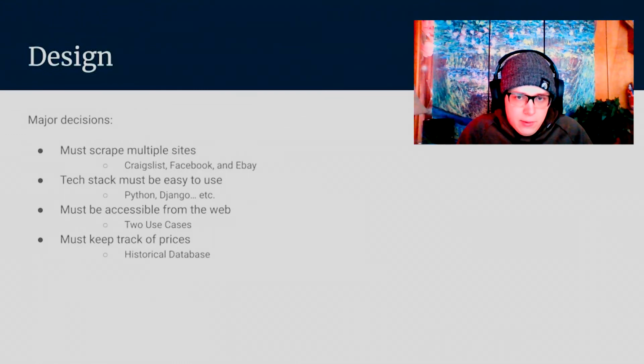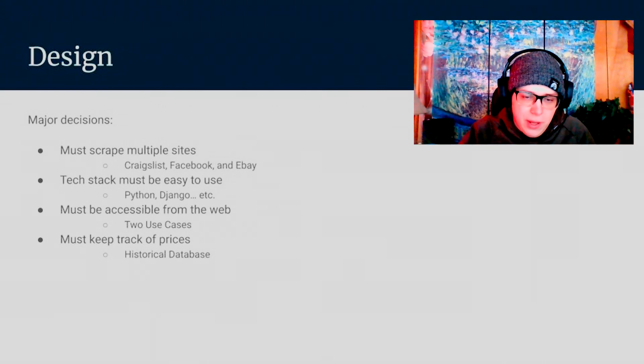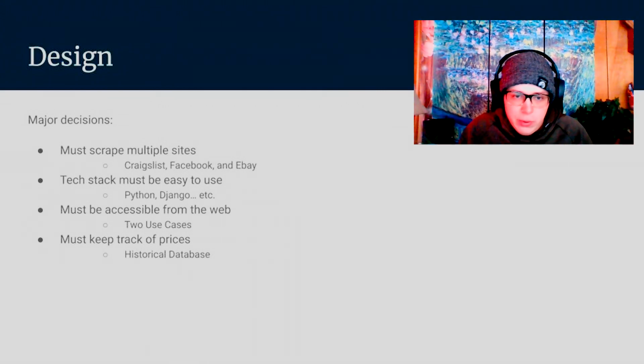Very early on, we decided that only having one website isn't good enough. We need at least two to be any sort of useful, and we really wanted more than two. We decided on three: Facebook, Craigslist, and eBay. And we went with these because they're the three most popular websites for selling anything, basically, not just PC parts.